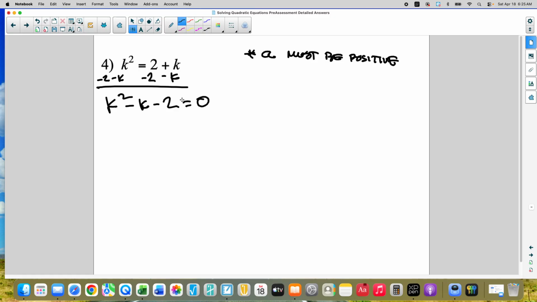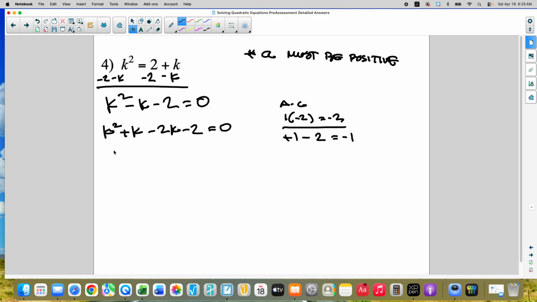Equals 0. It's in standard form. There's no common factor. It's not a special case. So I will do a times c. 1 times -2. Signs are different. Bigger is negative. So we get k squared plus k minus 2k minus 2 equals 0. Factor out the k. Factor out the -2.